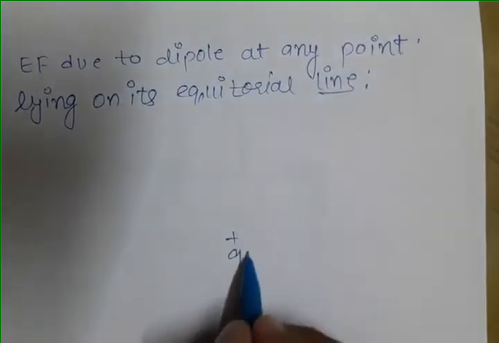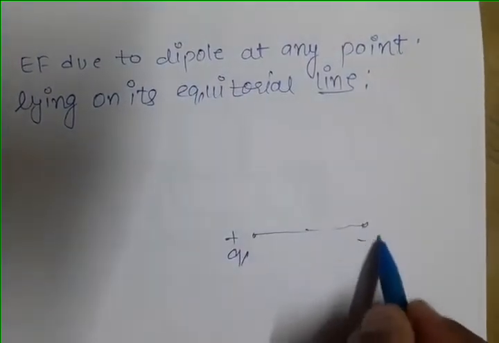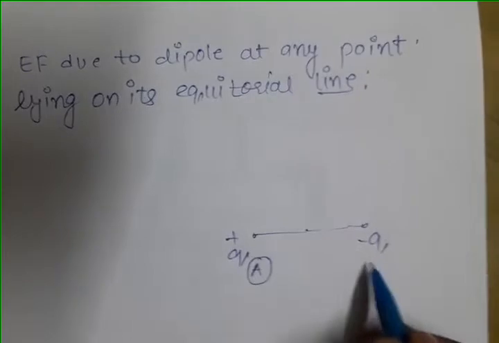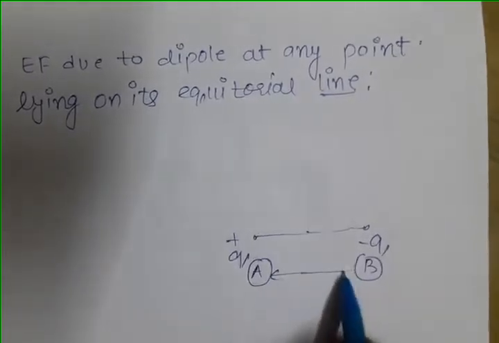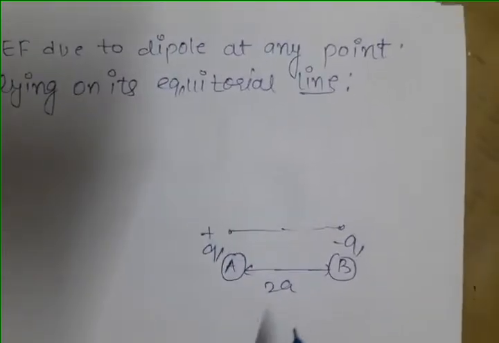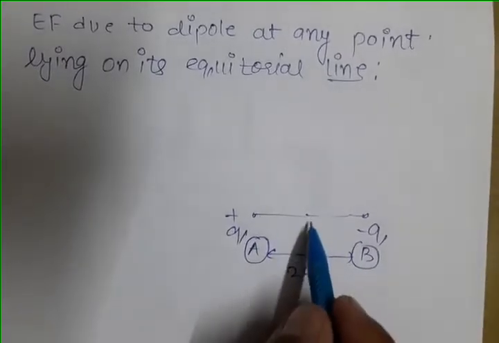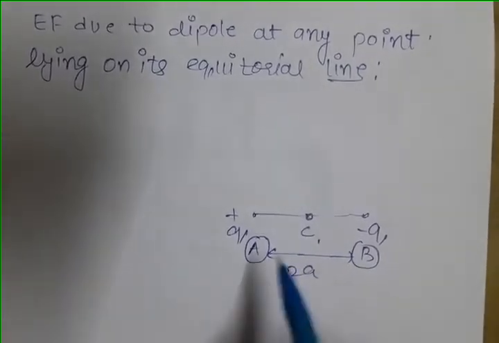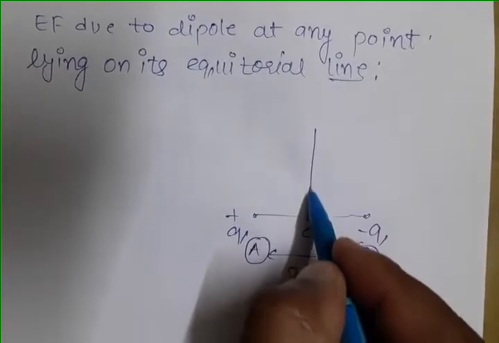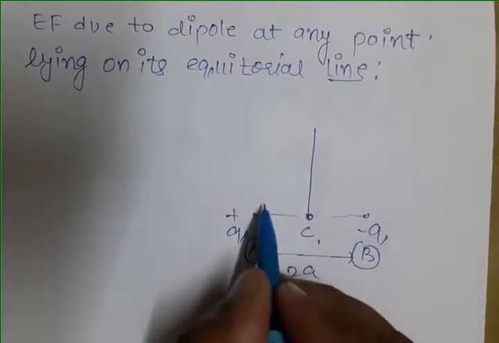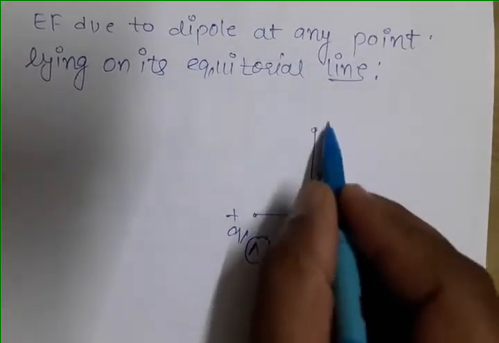So again, plus q charge, this is another charge minus q, this is point A, this is B, separated by a distance of 2a. This is the center. This line is called the equatorial line. Let us suppose there is a point P at a distance r.